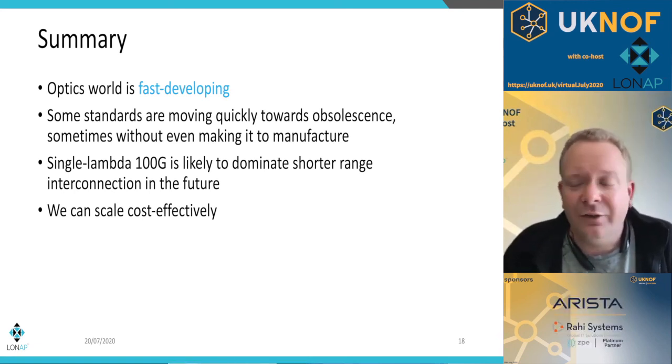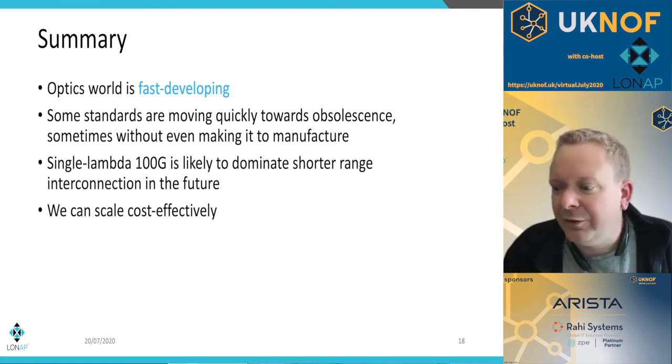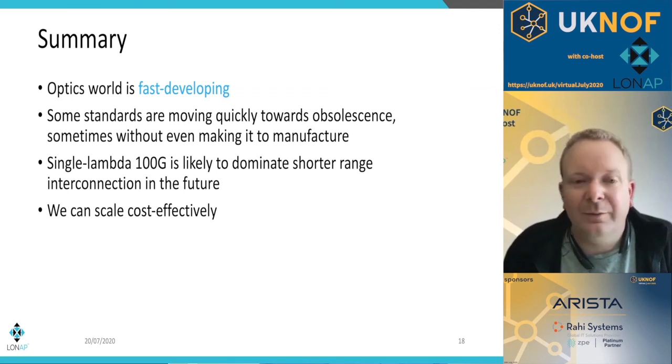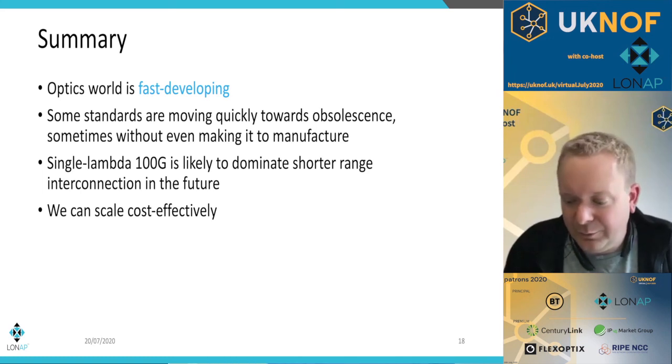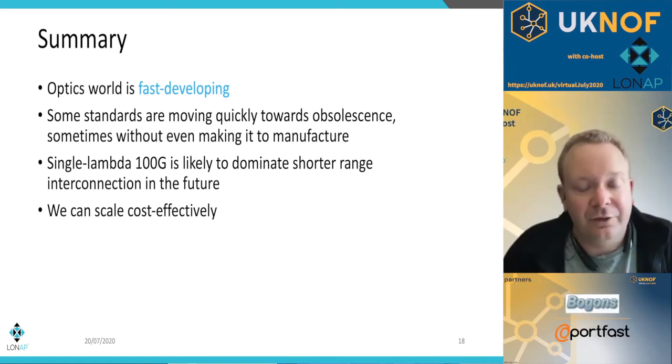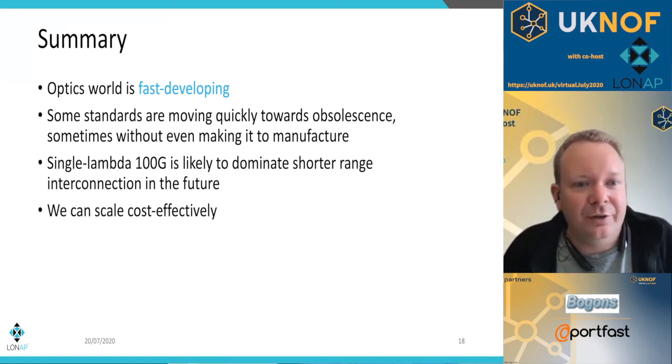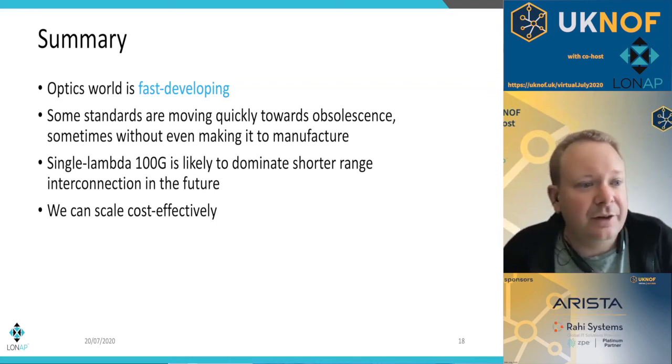Even these optical standards, some are not even maturing. They're quickly being bypassed. The 8-lane standards at 400 gigs seem to not even be being made. And I think the single lambda 100 gig is likely to dominate the shorter range interconnection in the future, as the technology has grown out of 400 gig and has made 100 gig more effective. So we can carry on scaling that effectively. And that's the end of my presentation.